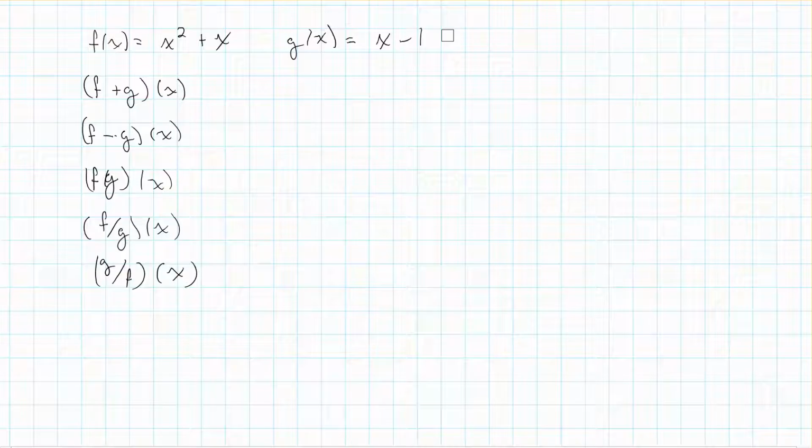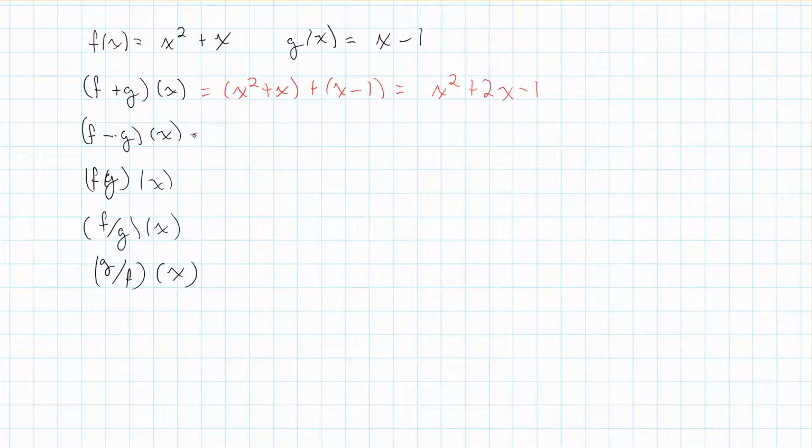Alright, so I think I can probably do them all on the line here. So f plus g would just simply be x squared plus x minus 1, and then you simply combine like terms, and so this would be x squared plus 2x minus 1. Pretty straightforward. F minus g, same idea.